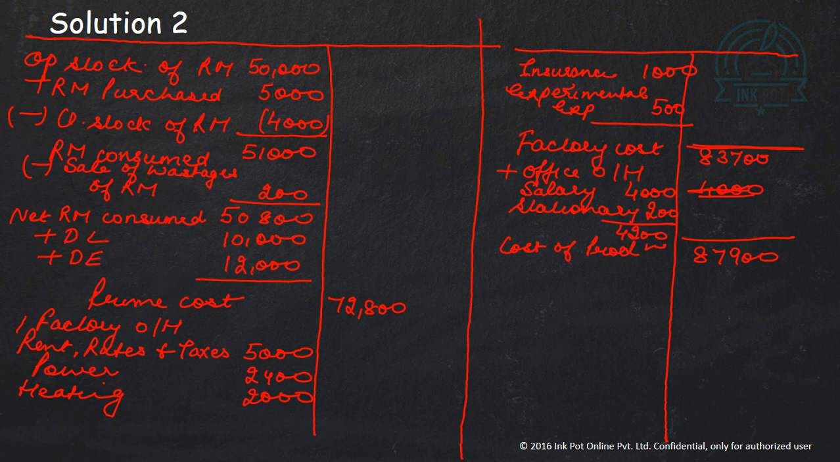So add opening stock of finished goods minus closing stock of finished goods. What is the opening stock of finished goods? I think it's 4,000, and closing stock of finished goods is 5,000. We have to deduct the closing stock. We will get a new term which is known as cost of goods sold, COGS, right? It comes out to be 89,000. Sorry, it comes out to be 86,900.